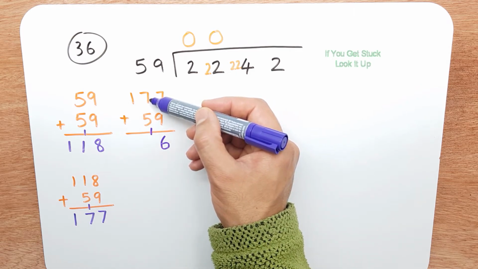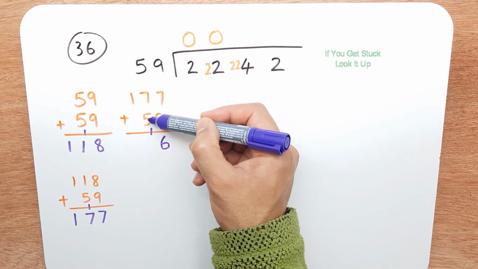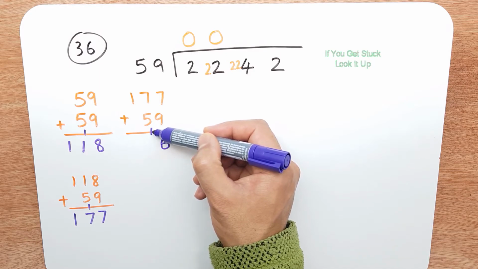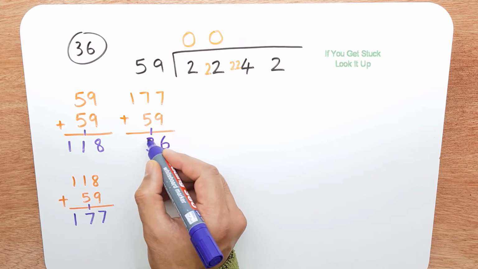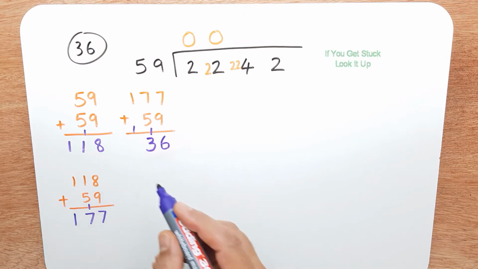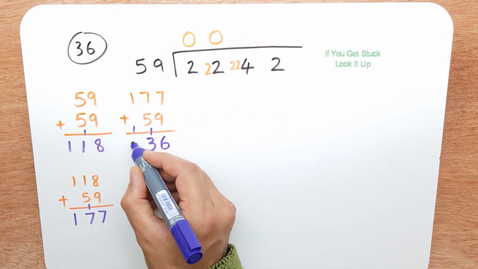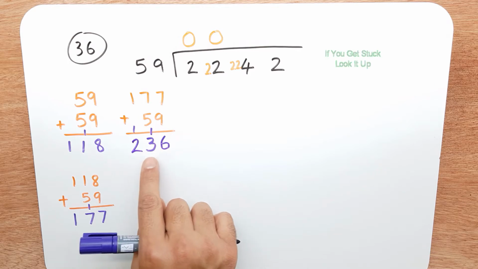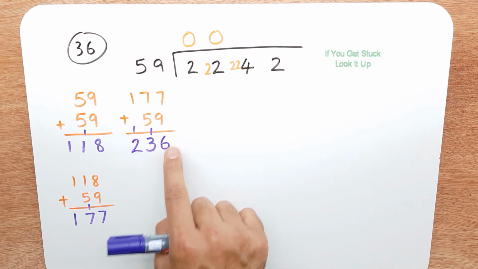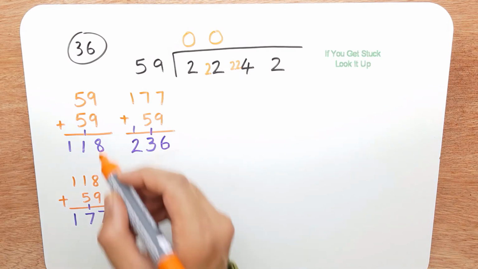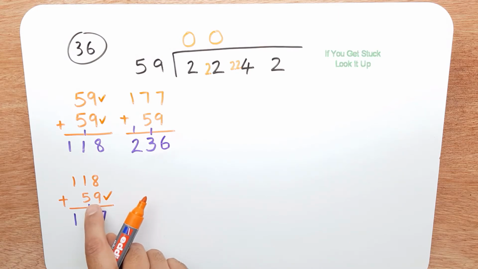Now we're in the tens column, so 7 add 5 is 12, plus the 1 we've carried over makes it 13. So we put the 3 down and carry the 1 over to the next column. Now it's 1 add 1 is 2. So we have 236, and that's more than that, so we can't do this one. So altogether we have added 1, 2, 3 lots of 59.